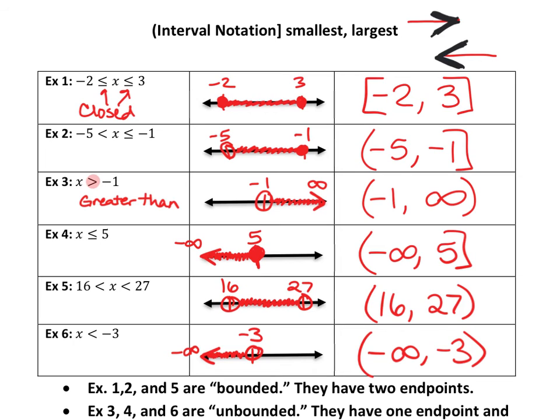A lot of us are getting these mixed up and doing them backwards. Remember, negative infinity is very small. Positive infinity is very big. So negative infinity should always go on the left and positive infinity on the right. Yes? Okay. Thank you for trying those examples.